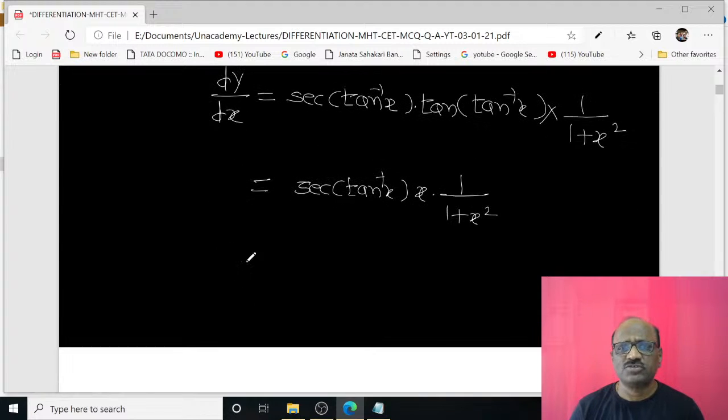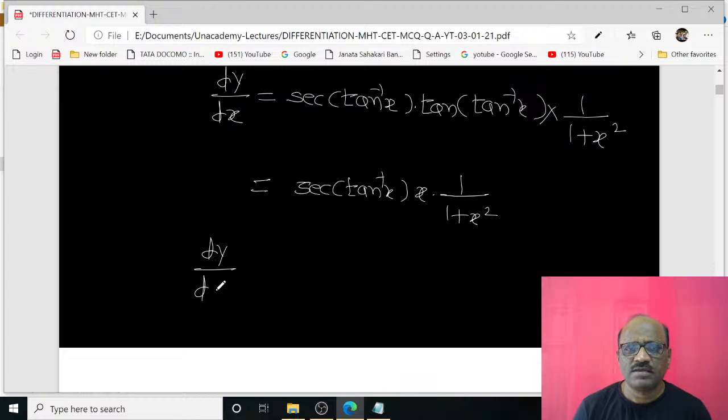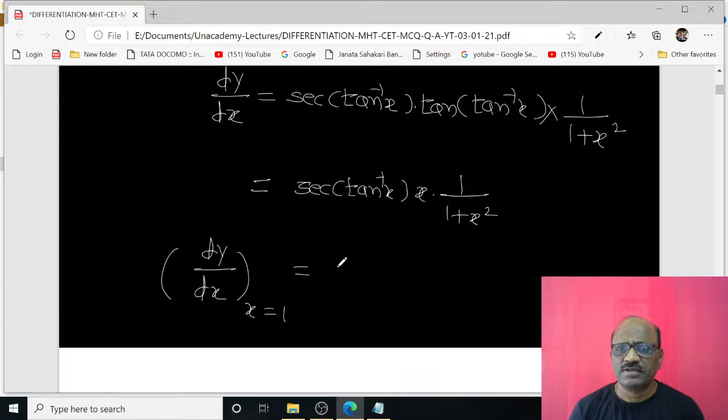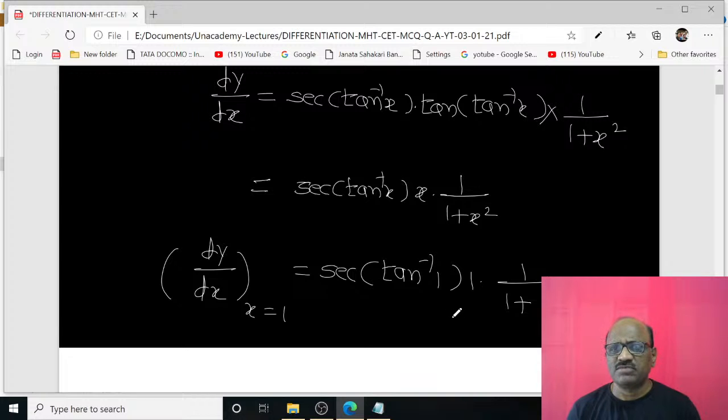Now substitute x is equal to 1 here. Therefore here you will have dy by dx at x is equal to 1. Then see this here, sec in bracket, tan inverse of 1, the value of x is 1, into 1 upon 1 plus 1 square. Now the value of tan inverse of 1 is pi by 4.